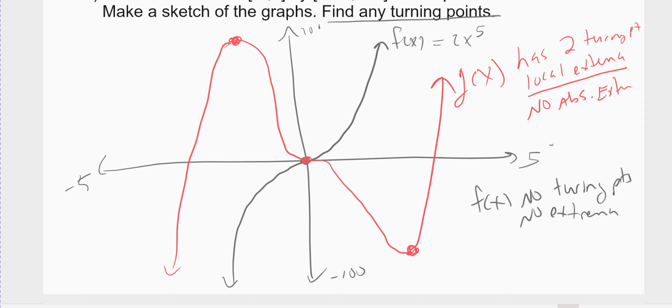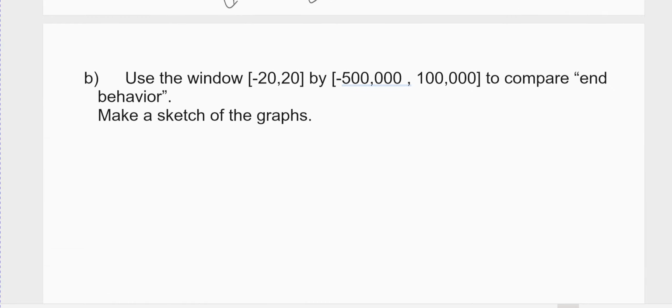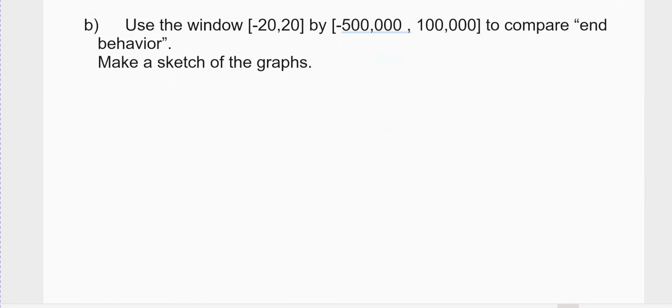When we're zoomed in, they look very different. I'm going to zoom out and you're going to see they look pretty much the same. It's the same window I used in the previous example. Again, these are my x values, these are my y values. My x minimum is negative 20, my x maximum is positive 20, my y minimum is negative 500,000, my y maximum is positive 100,000.